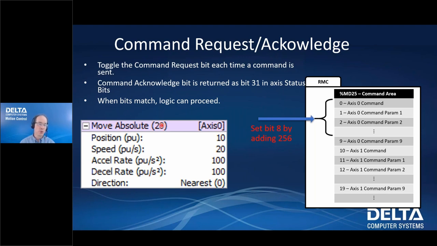So the move absolute is 20. So if I want to set the request bit, I add 256. So it becomes 276 that I send to the RMC. And the RMC sees, oh, you set the bit, and when it has received the command and starts executing it, then it returns a high bit in bit 31 in the access status bits. So let's see how that works in practice.